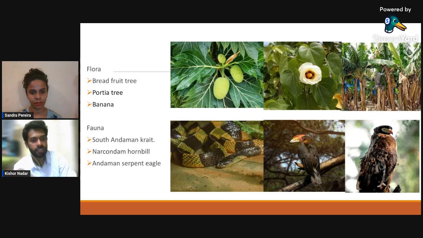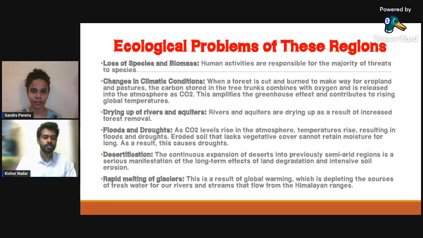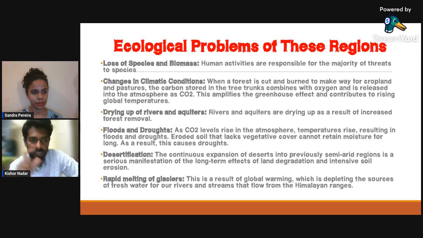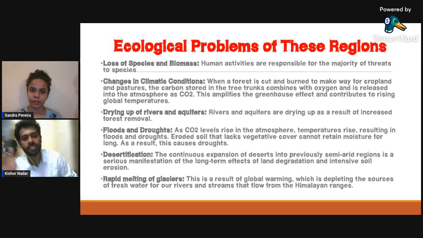And in fauna, there are the Andaman krait, hornbill, Andaman serpent eagle. These are, you can say, only found in those areas only. Endemic there. Endemic. So talking about the ecological problems, starting from the loss of species. First is a loss of species in biomass. The only reason for this loss of species is human activities.